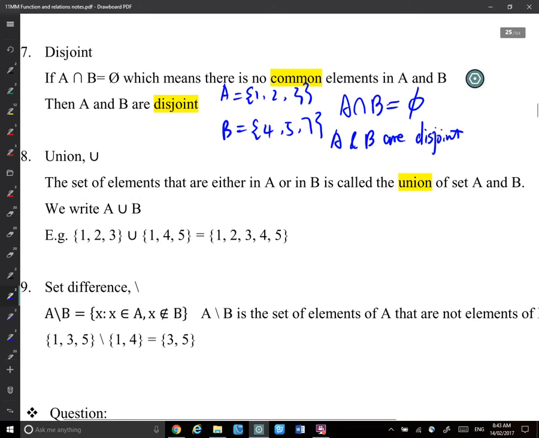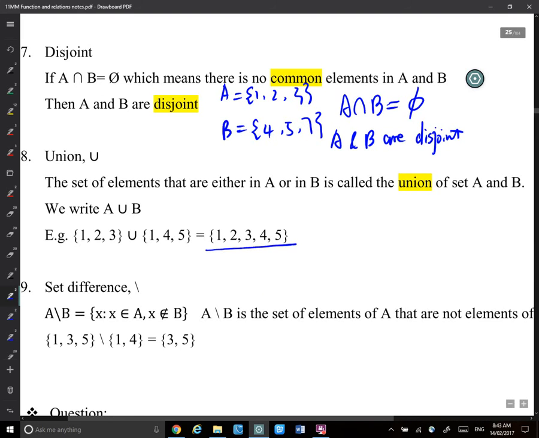Okay, so for example, we have 1, 2, 3 union 1, 4, 5. 1 is repeated, but it doesn't matter. We still just write 1. And so we have 1, 2, 3 and 4, 5. Okay, the union set is that.